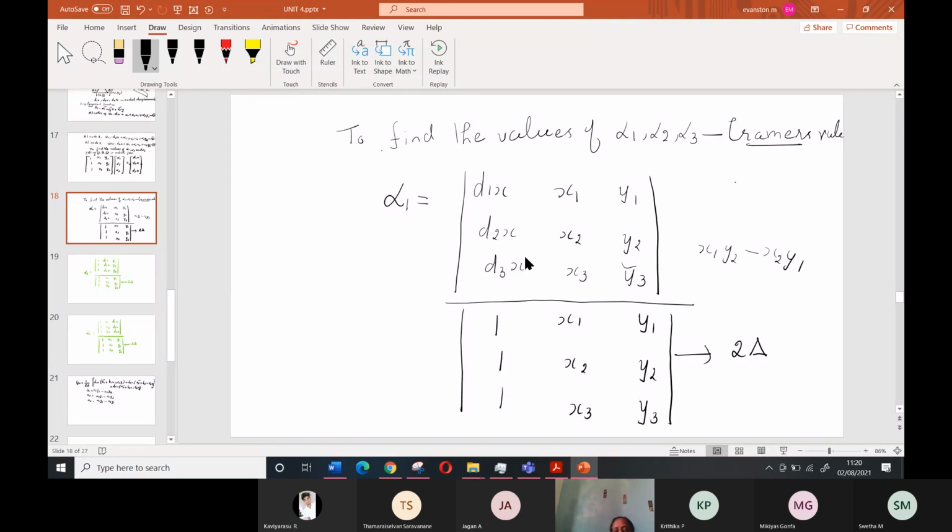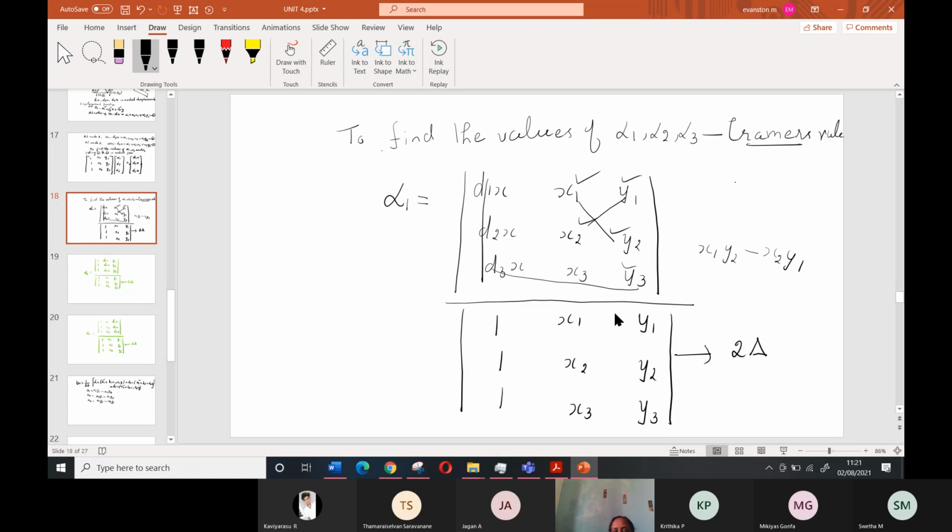So when you are finding out this one, you will get this. You have to throw it off. In this class, I have to throw it off. So I have to take this and this. So I'll get x1 y2 minus x2 y1. So that's correct. So I have got the value of a3. So a3 is d3x into a3. Everything will have 2 delta at the bottom.